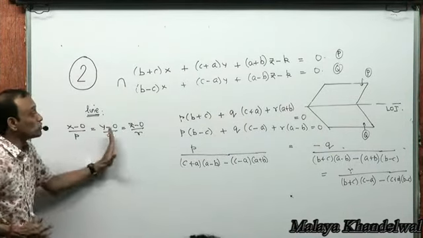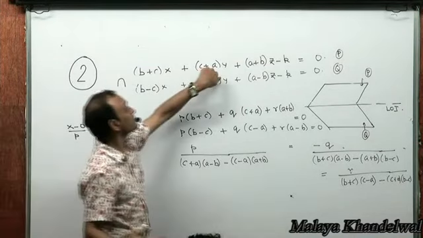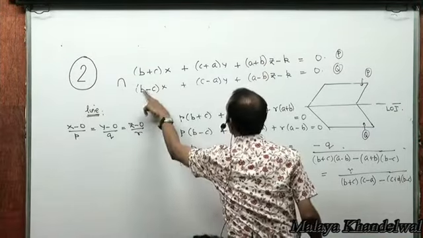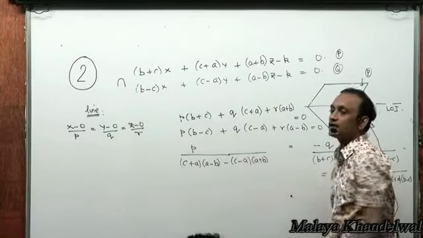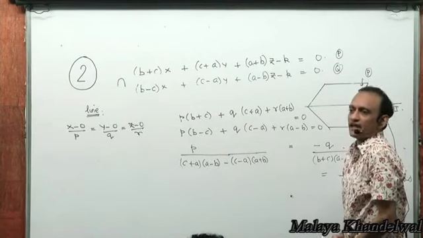Or I could have also found P, Q, R by taking the cross product of this i cap, this j cap, this k cap and this i cap, this j cap and this k cap. I could have taken a cross product and the supporting coefficients of i, j, k would give me P, Q, R.